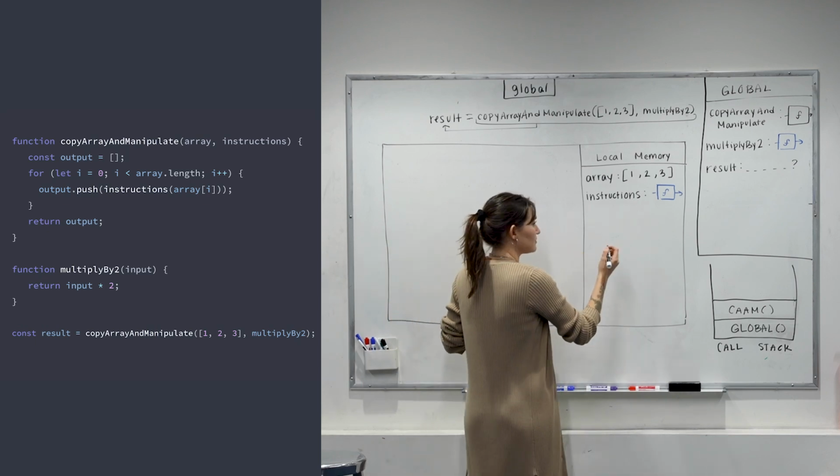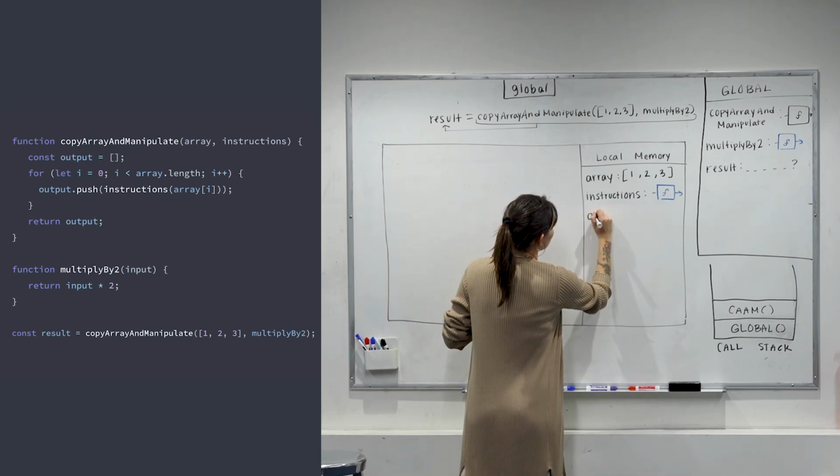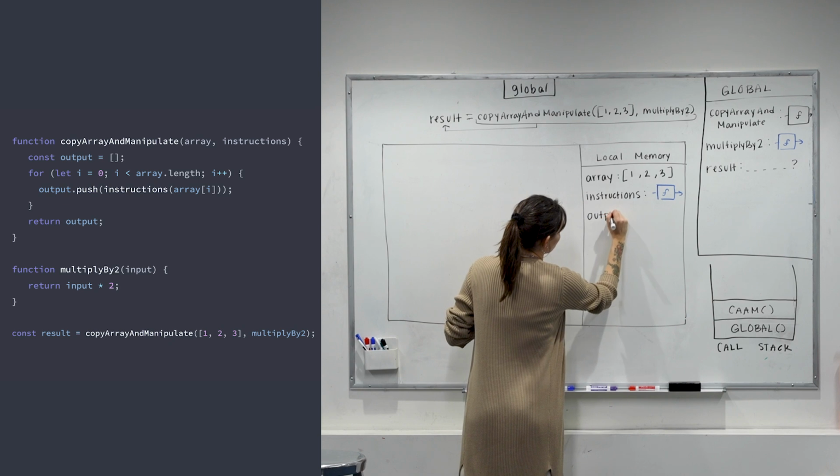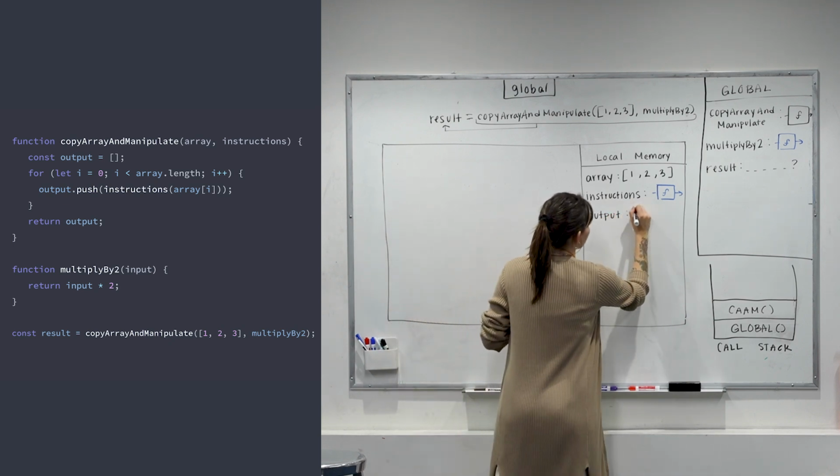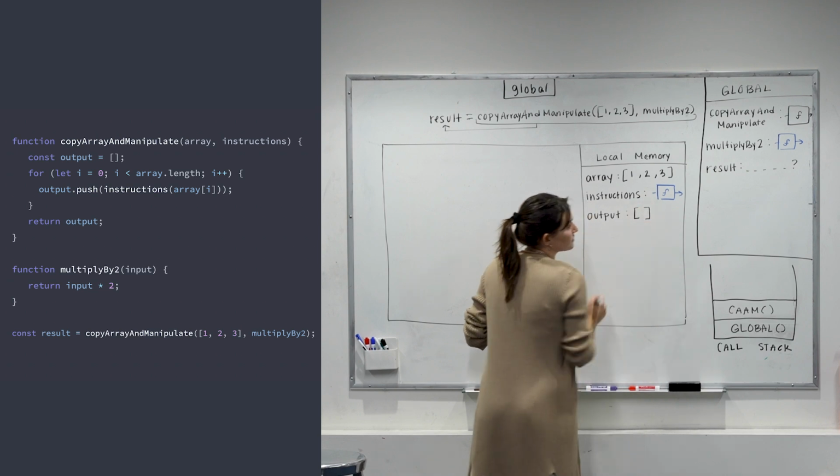So now we declare a constant named output. Okay. And where do we store that? Into the local memory. Okay. Cool. And what is the value of output going to be? It's an empty array. Super duper. Awesome. And then what do we do?